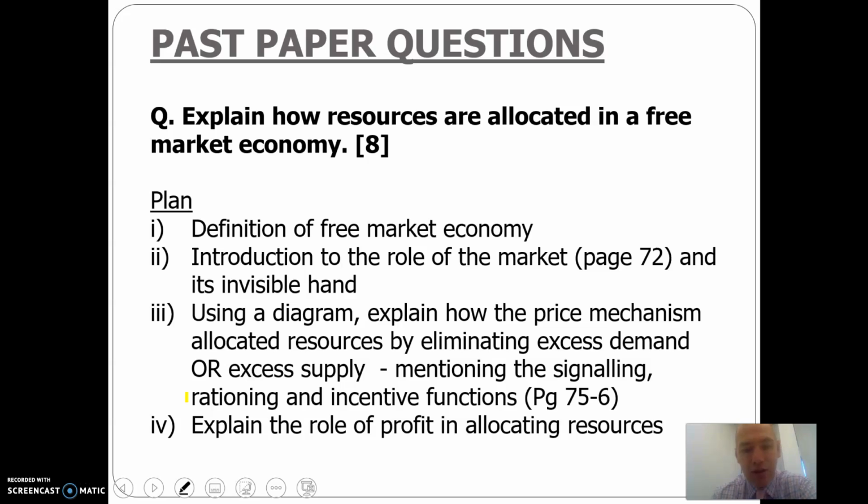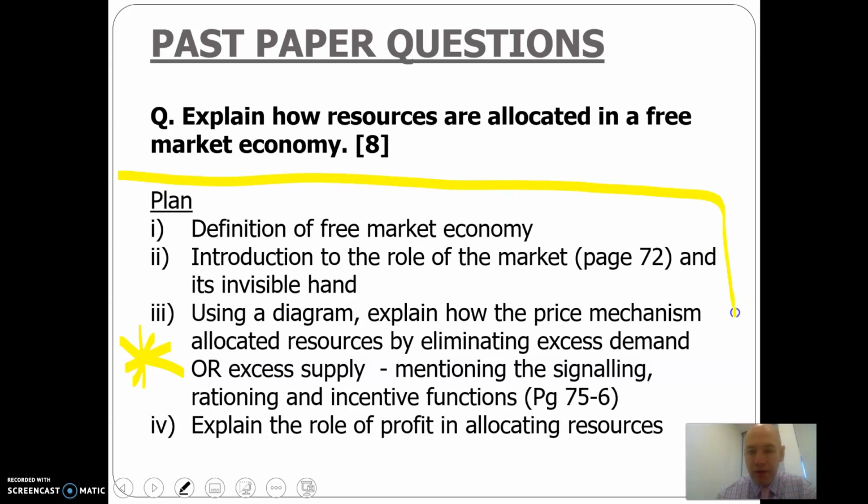You just use a worked example like we did on page 75 or 76. And then lastly, you include the role of profit in allocating resources, and that should be more than enough for 8 marks. You literally need to learn that diagram and the explanation. If you do that, you should be comfortable answering such a question. Obviously, everything that's in this plan needs to be learned, but how the price mechanism eliminates excess demand or supply is crucial.